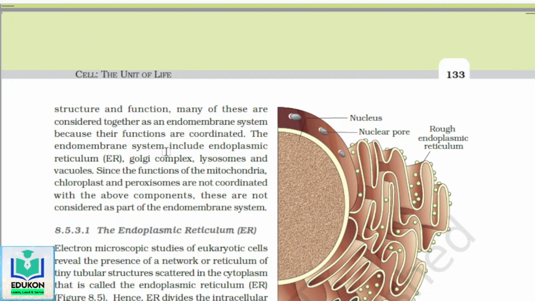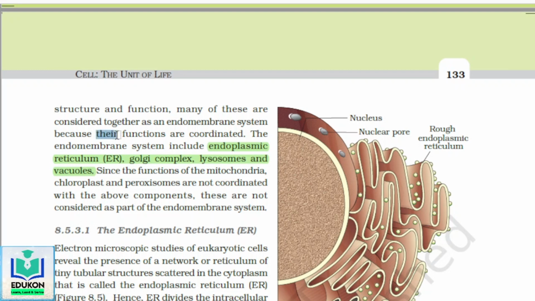The endomembrane system consists of the endoplasmic reticulum, Golgi complex, lysosomes, and vacuoles. Why are they included in the endomembrane system? Because their functions are coordinated.